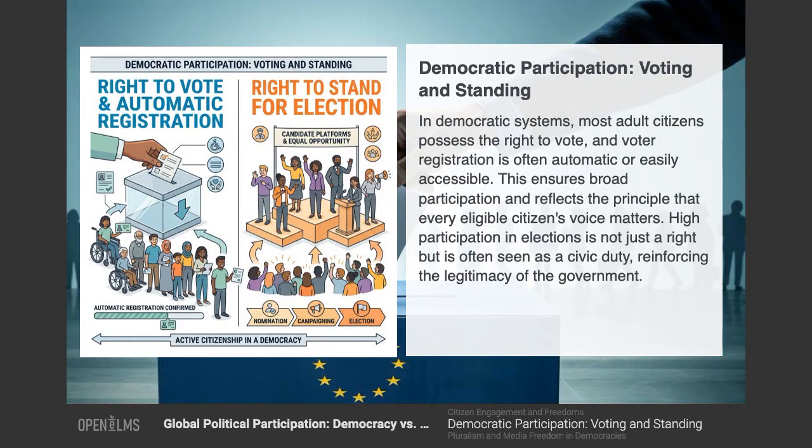Democratic participation, voting and standing. In democratic systems, most adult citizens possess the right to vote, and voter registration is often automatic or easily accessible. This ensures broad participation and reflects the principle that every eligible citizen's voice matters. High participation in elections is not just a right, but is often seen as a civic duty, reinforcing the legitimacy of the government.